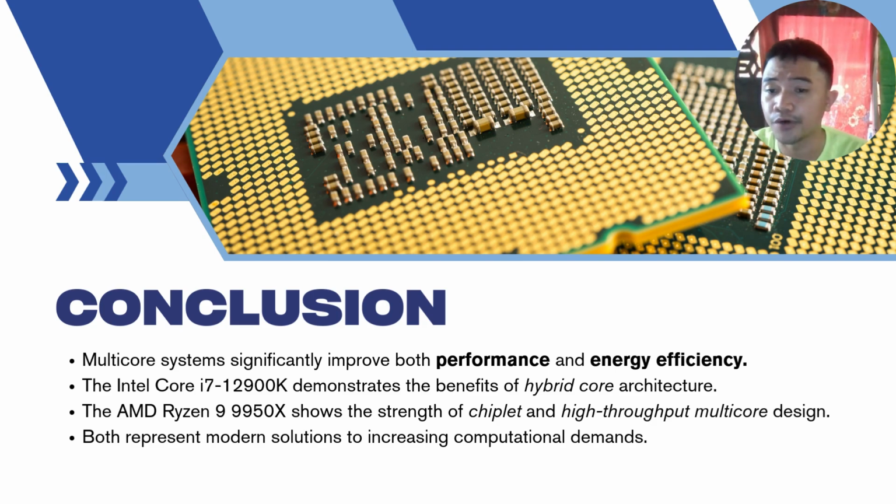In conclusion, multi-core organization has transformed modern computing by enabling faster, more efficient, and more capable systems. The Intel Core i7-12900K demonstrates intelligent workload management with its hybrid P-core and E-core architecture. The AMD Ryzen 9 9950X shows the power of chiplet design and throughput-oriented multi-core performance. Both of these processors highlight how multi-core architecture boosts performance across everyday tasks, professional workloads, and high-end computing applications.